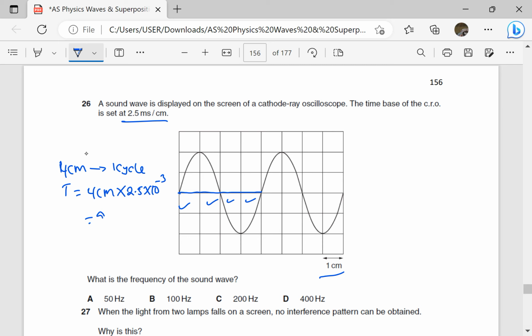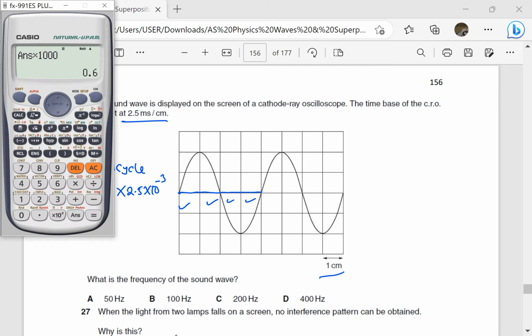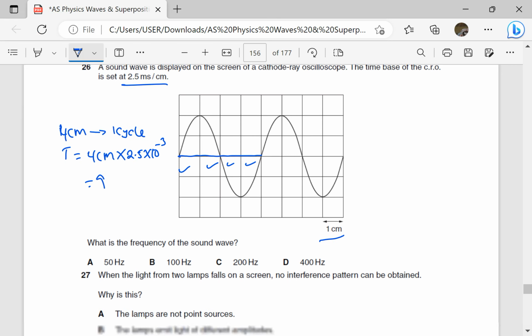So I think that is 9. Is it 9? No, 4 times 2.5 is 10, actually. So that is 10 times 10 power negative 3 in seconds. So the frequency is going to be 1 over the period, which is 1 over 10 times 10 power negative 3.